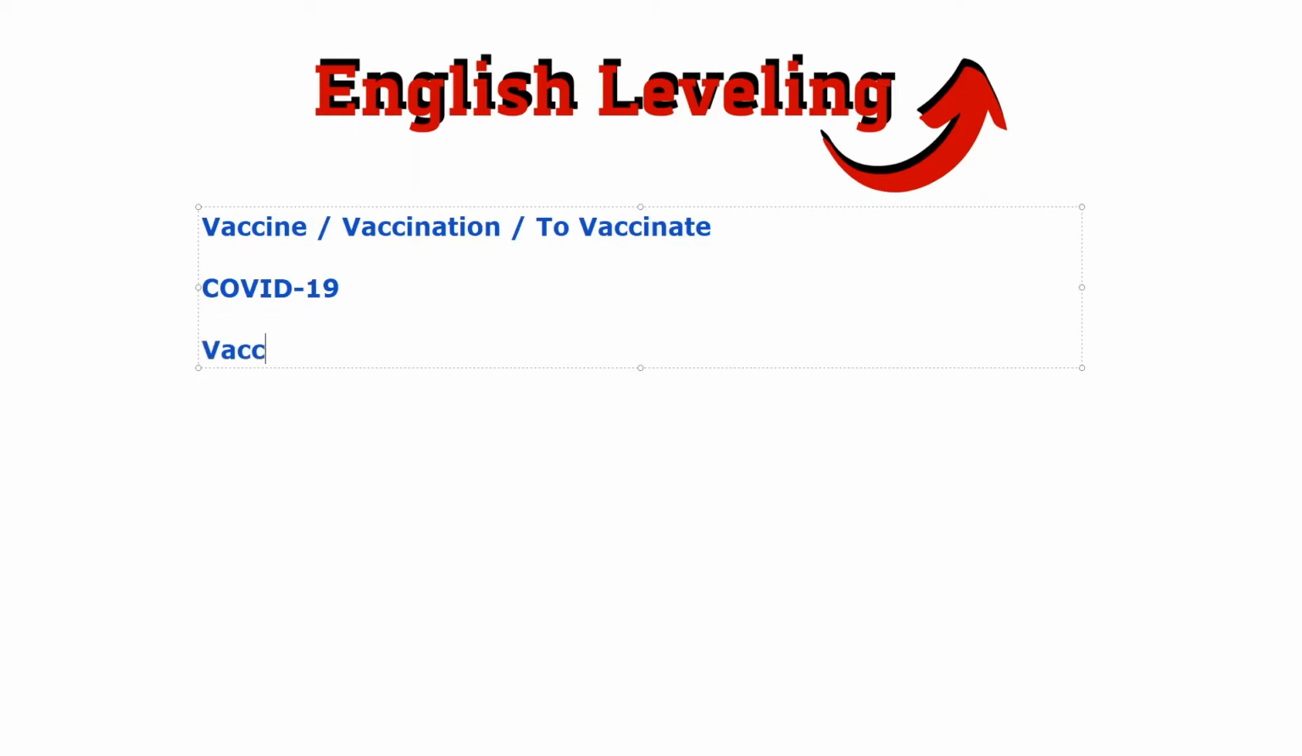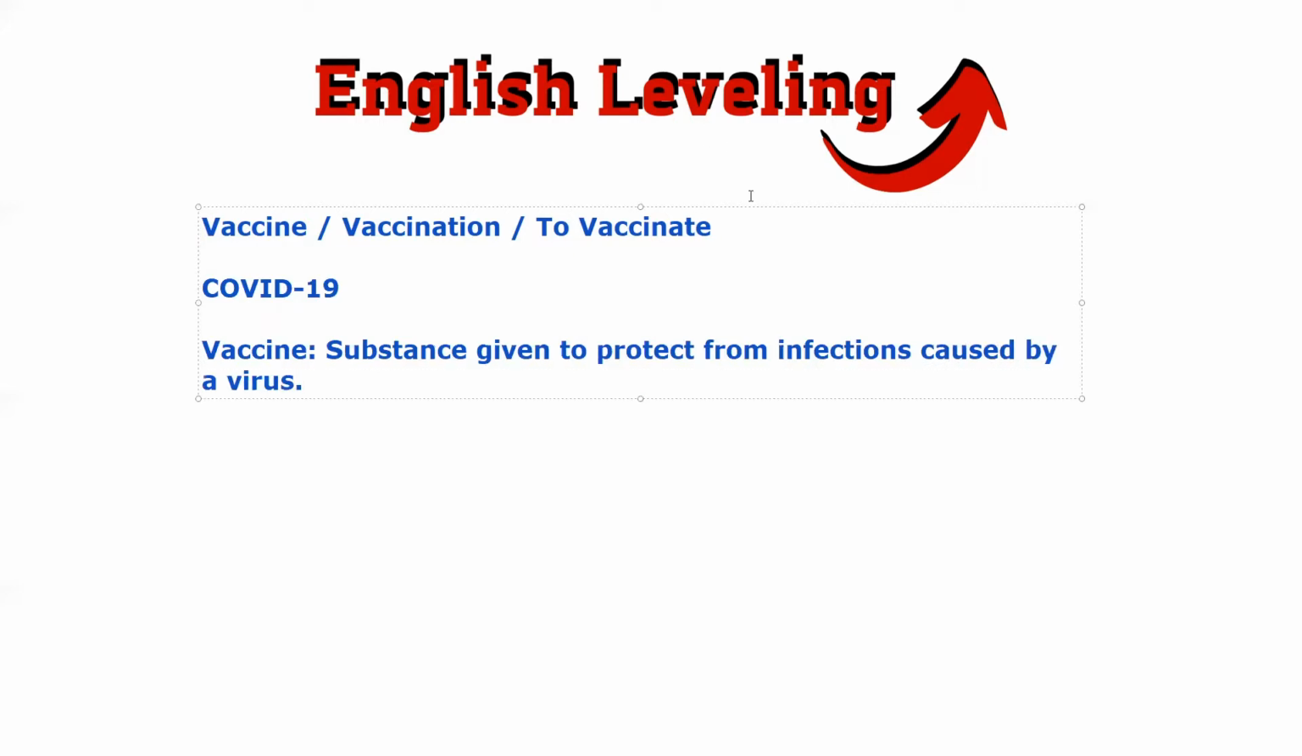First off, vaccine. What is a vaccine? Well, a vaccine is a substance given to protect from the infections caused by a virus. Okay, so it's a substance given to protect from infections which are caused by a virus. So if you don't want to be infected by a virus, you should take a vaccine.